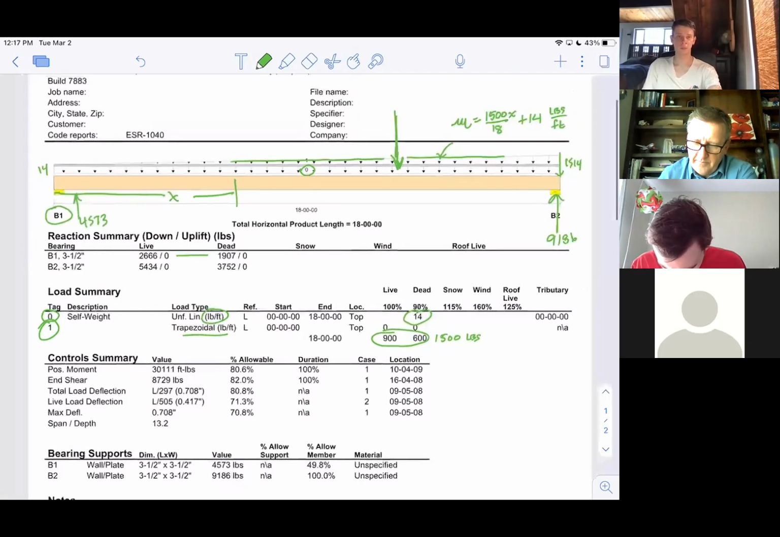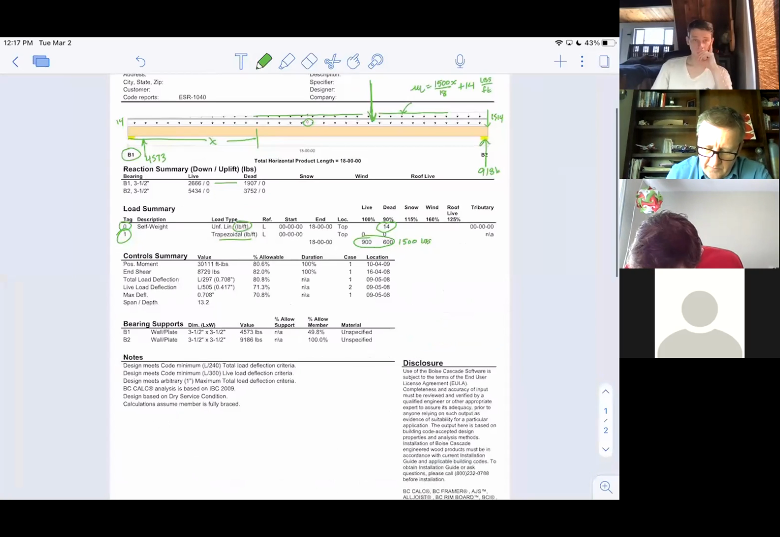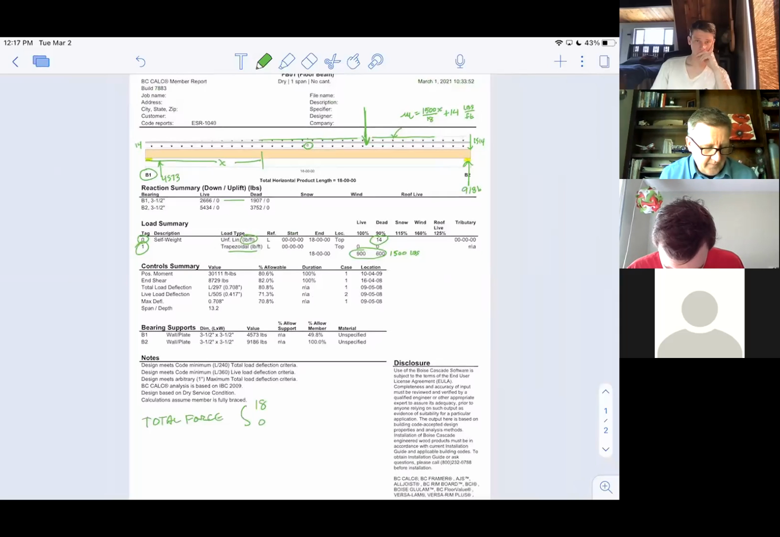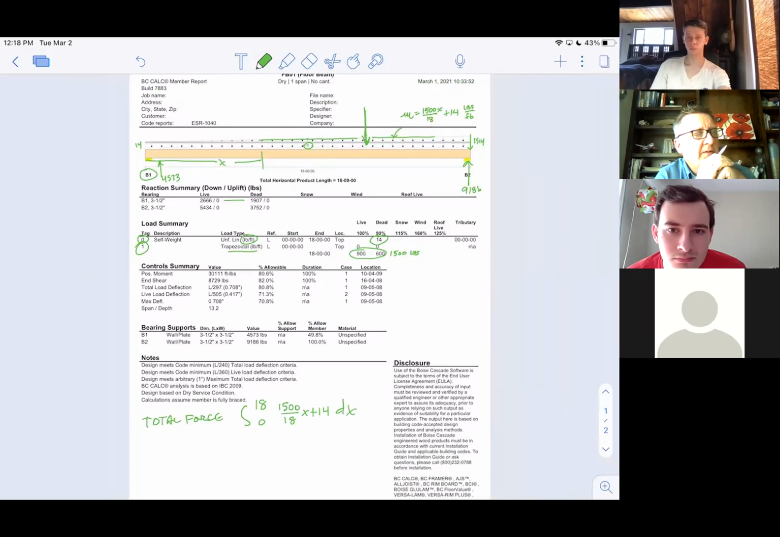Since we have a minute, let's go ahead and calc this. Total force would be the integral from 18 to 0 of our equation. Is 1500 divided by 18 a whole number? No, so I'm going to leave it alone. The integral of 1500 over 18 x plus 14 dx is going to be the total load that's on that truss.